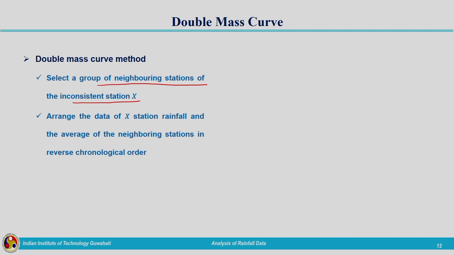So here, first we arrange the data in reverse chronological order, and the next step is to average out the data from the neighboring stations. If 6 neighboring stations' data are there, we find the average of rainfall data from all these stations, and we have the data from the particular station which has inconsistent data. After that, we need to plot the mass curve. For that, we have to calculate the cumulative rainfall data. Once the cumulative rainfall data for each interval is ready, we plot the double mass curve.